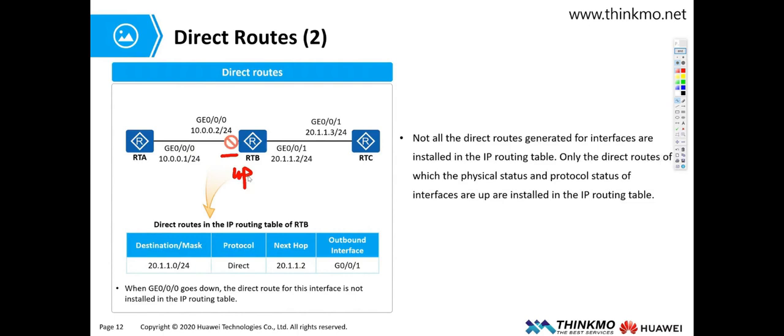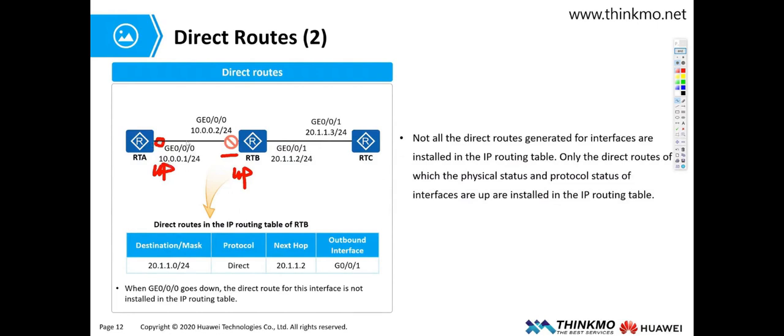Besides this, the interface on the other end that I am directly connected to must also be in an up state. It cannot be down, because during this process, if the other end is down and I am directly connected to it, I can sense it. So what will I do with my own state at this time? It will also become down. So during this process, it will not appear in my routing table.